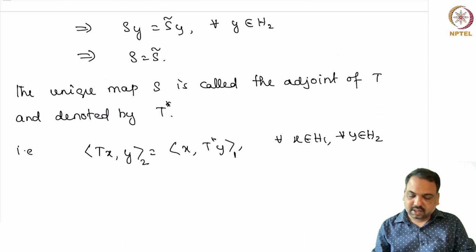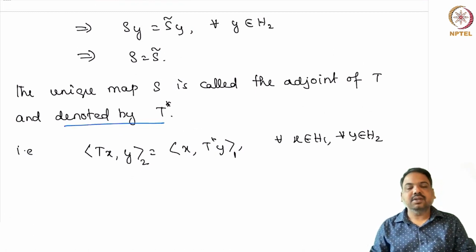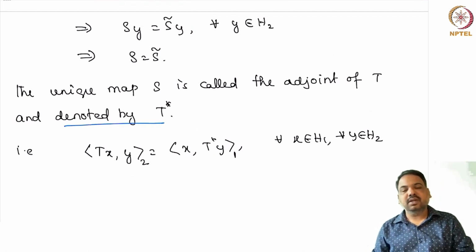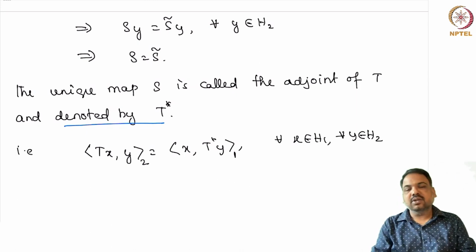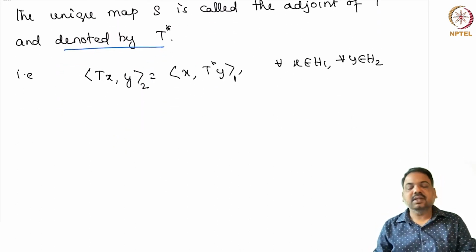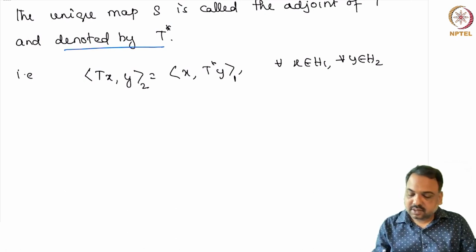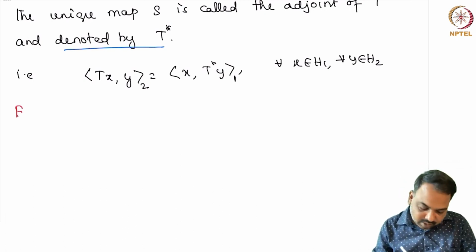This is called the adjoint of the operator, and one can ask why it is called adjoint. Is it connected with the adjoint of a 2 by 2 matrix or an n by n matrix? In fact, this is the case. We will see at a later stage that this adjoint is an exact generalization of the adjoint of a complex matrix. So let us see with a simple example.